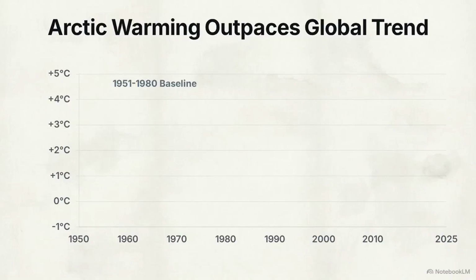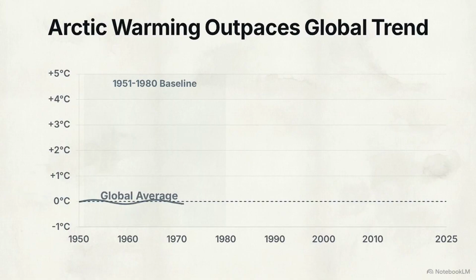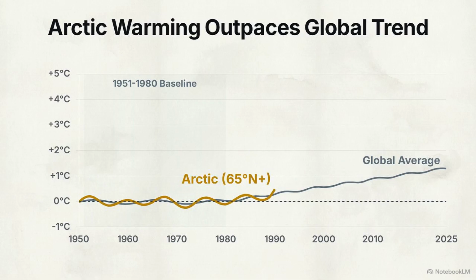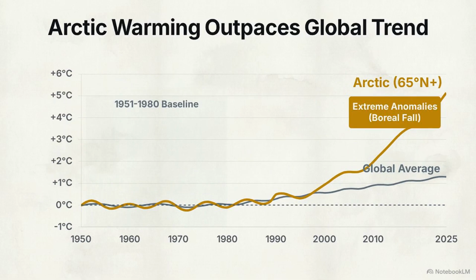We track this warming by comparing current observations against a fixed historical baseline from 1951 to 1980. This bell curve centers on that average, representing the zero anomaly. ERA5 reanalysis shows the global average temperature steadily rising above that mid-century norm. When we isolate data for the Arctic, the trend diverges. The region above 65 degrees north shows extreme positive anomalies, particularly during the boreal fall.